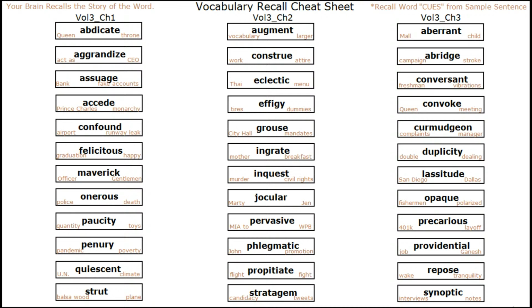Curmudgeon had to do with complaints received by the manager as a result of a manager who was very difficult. Duplicity, double dealing, if you recall. And now we see that duplicity has also triggered the memory of the picture word association of the two faces from the actor meme, or the drama theater picture. Lassitude had to do with fatigue. When we see those two cities together, we see that someone's making a transition from San Diego to Dallas, and that triggers the memory of the sample sentence where there was fatigue for the driver.